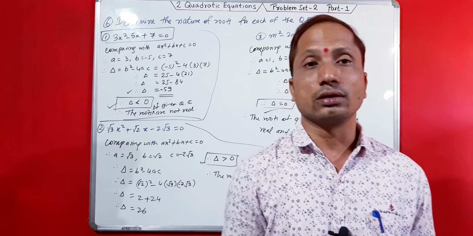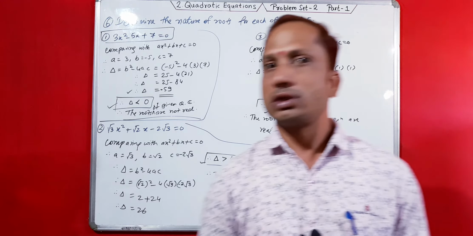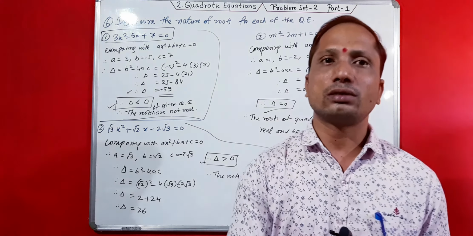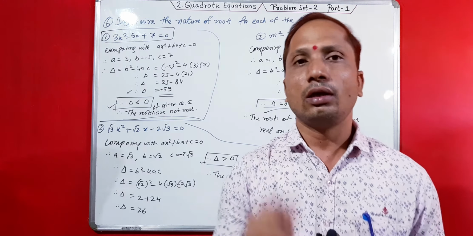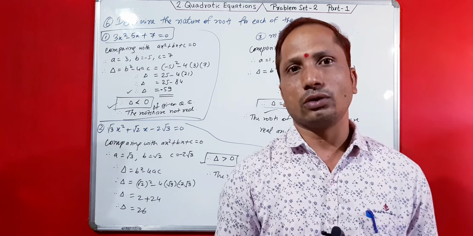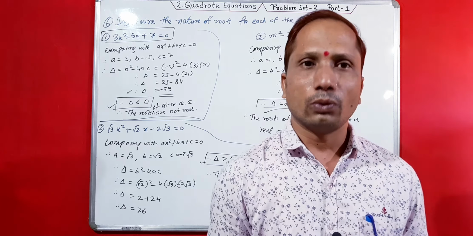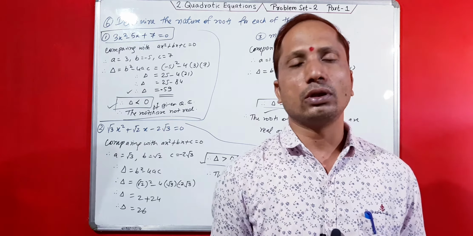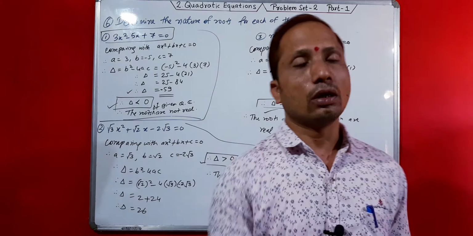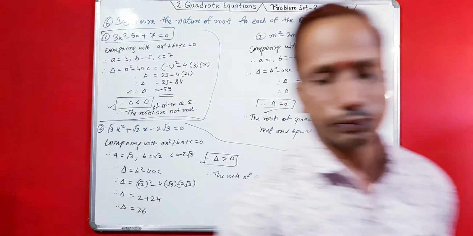If delta is greater than 0, then the roots are real and unequal. If delta is less than 0, the roots are not real, and if delta is equal to 0, the roots are real and equal. So these are the solutions for this type of question. We have solved question number 6, and now we are going to solve question number 7.